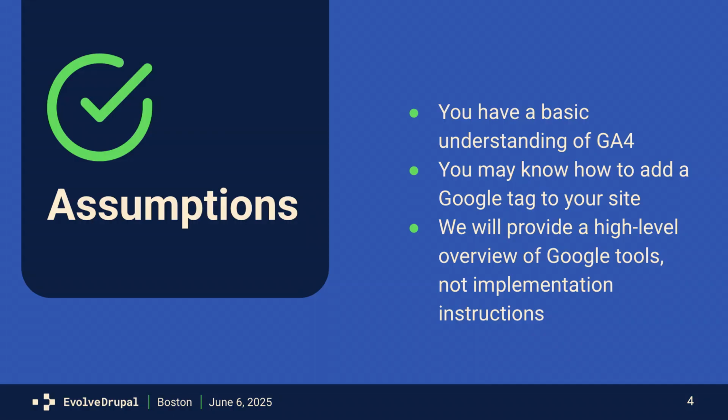So some quick assumptions here. You have some sort of basic understanding of Google Analytics. You may know how to add a Google tag to your site, Drupal site, WordPress site. We will be talking about a Drupal site today. And we are going to be providing a high-level overview of these tools. They take a long time to really learn, Tag Manager and some of that deep implementation. So we want you to have a flavor for the tools if you haven't been introduced to some of them, know what your next steps are. But we won't be getting into deep implementation instructions.